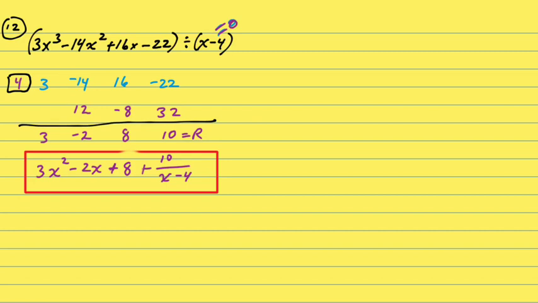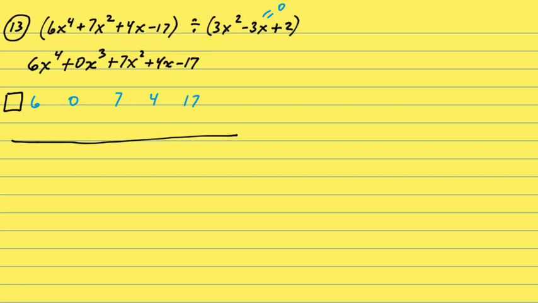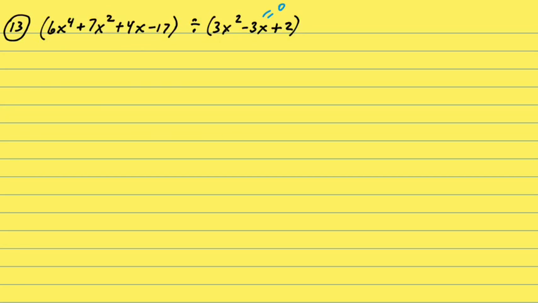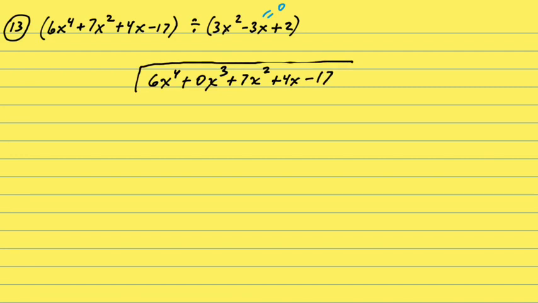Okay, again, this was easiest done by synthetic because this had an integer solution. I mistakenly started that on number 13, but it does not have an integer solution there. So I have to do this long division. So I have 6x to the 4th plus, actually let me put in a 0x to the 3rd plus 7x squared plus 4x minus 17, all divided by 3x squared minus 3x plus 2.